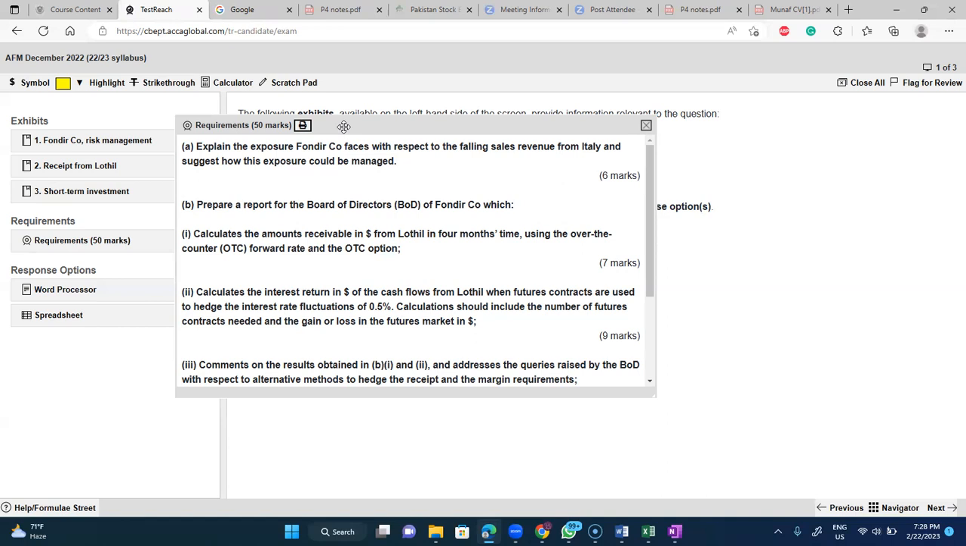So the requirement is explain the exposure company faces with respect to the falling sales revenue from Italy. That means you are doing some sales to Italy and that sales is declining, and suggest how this exposure could be managed. You have to tell how you could manage that exposure. B part, prepare a report for the board of directors of Fondir company, which calculates the amount receivable in dollars from Lothal in 4 months' time using the over-the-counter forward and OTC option.